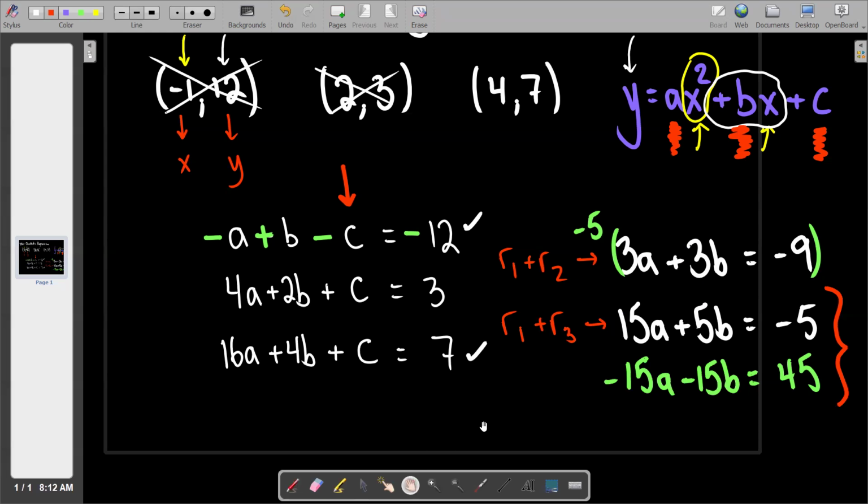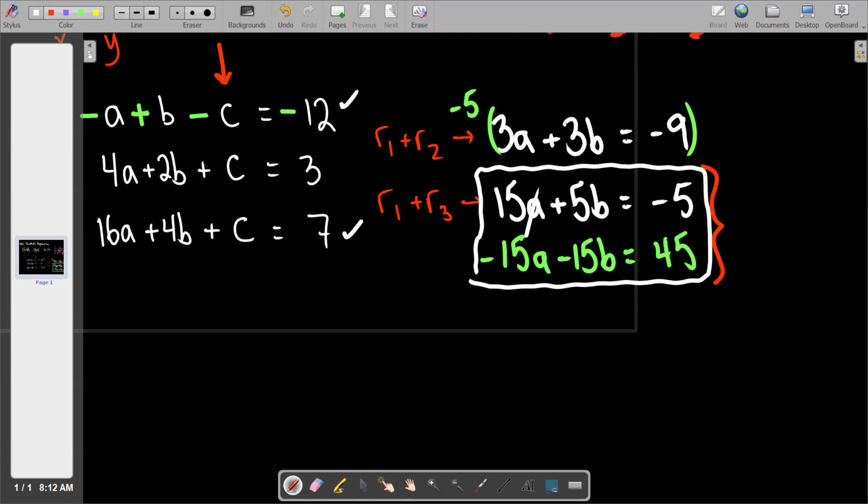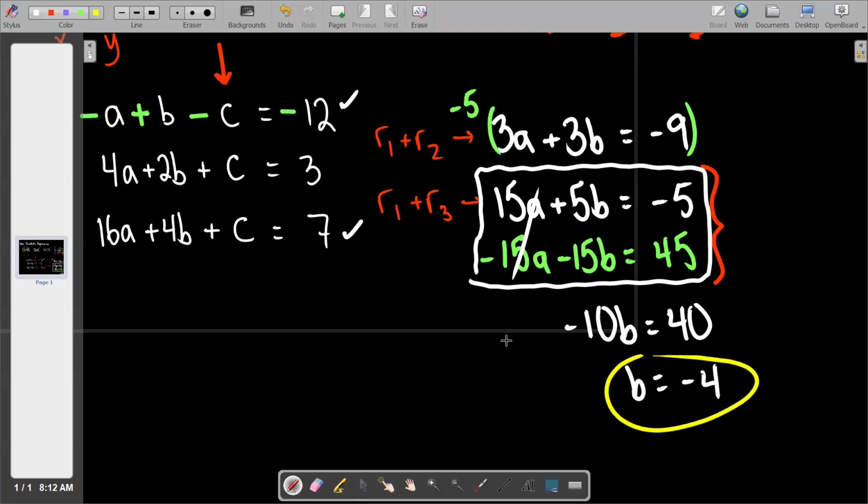How many A's do we get? So we're adding these two equations in the box. Everyone okay? Right, no A's, they cancel. Boop, gone. How many B's do we get? -10 of those B's. And what is -5 plus 45? What's B? -4. Okay, this is great news. That's a very important piece of information. That's going to be 1/3 of the answer.